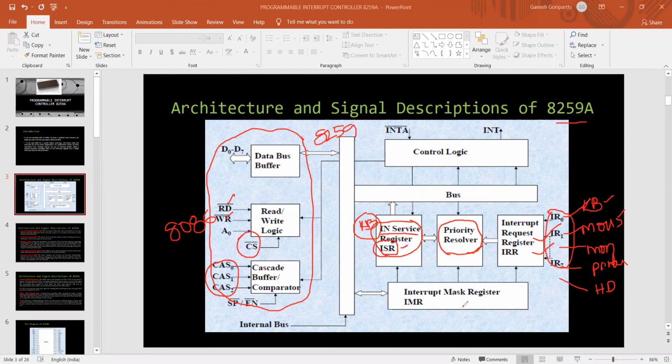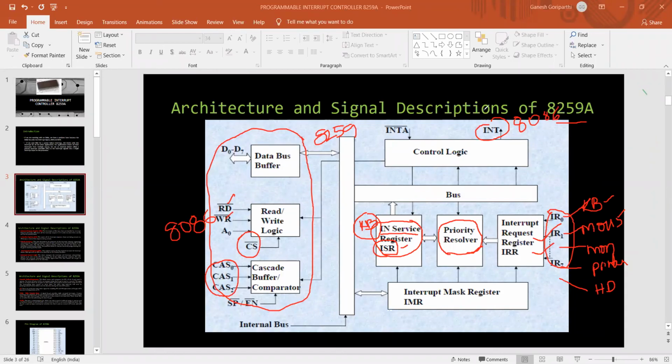And the interrupt mask register will have all the interrupts that are masked. This control logic will be sending, suppose out of these we choose the keyboard signal, this keyboard interrupt request will be sent to 8086. That is done by the control logic. So this keyboard signal is sent to 8086.